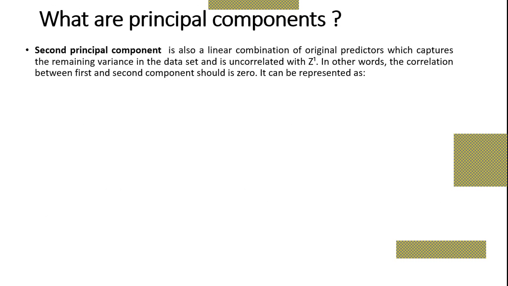What is the second principal component? The second principal component is also a linear combination of original predictors which captures the remaining variance in the data set and is uncorrelated with Z1. In other words, the correlation between the first and the second component should be 0. It can be represented as Z2 equals theta 1 times X1 plus theta 2 times X2 plus theta 3 times X3 up to theta p times Xp.